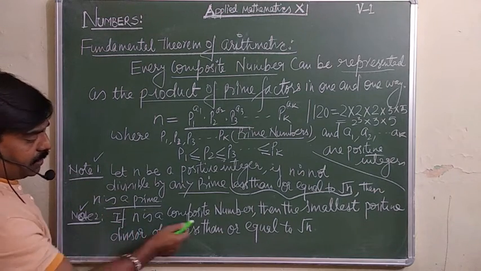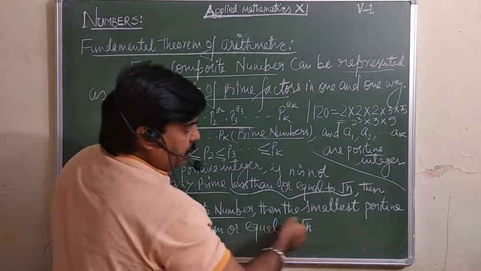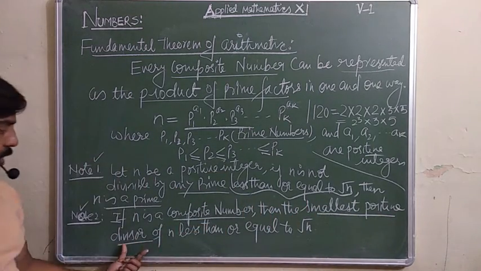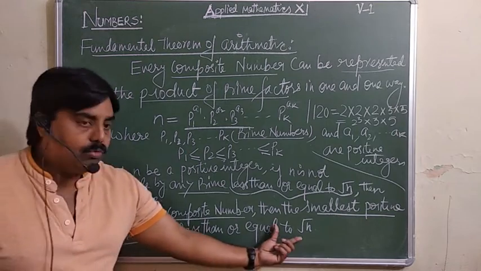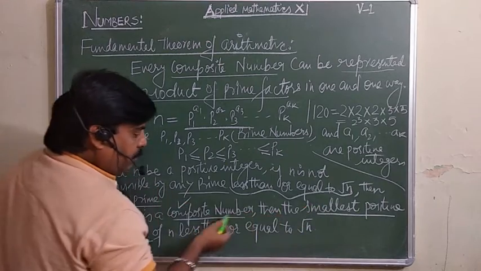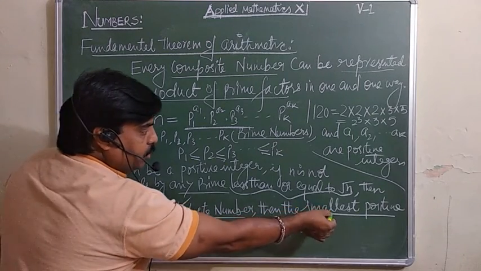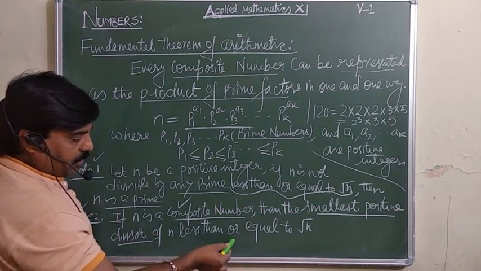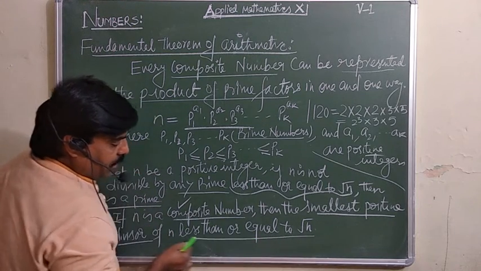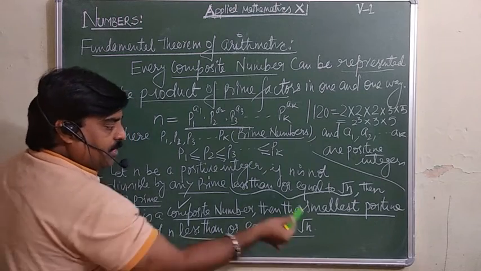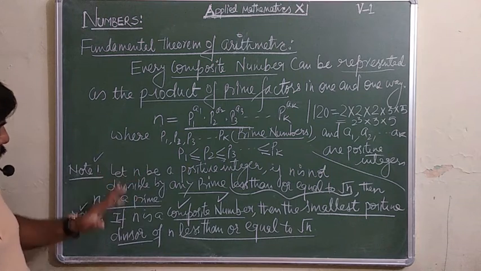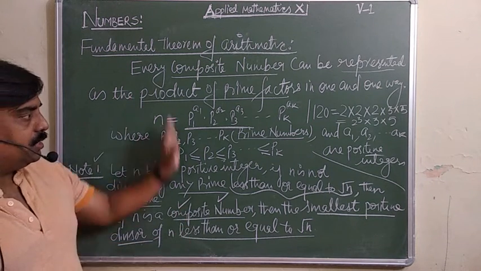Second point is, if n is a composite number, then the smallest positive divisor of n is less than or equal to root n. अगर कोई भी composite number है, that will be divisible by which number? That will be the smallest positive divisor of n, less than or equal to root n. या तो वो root n से कम होगा या equal to, then that composite number will be divisible. We will take the example based on this, then only we can understand. Have a look.